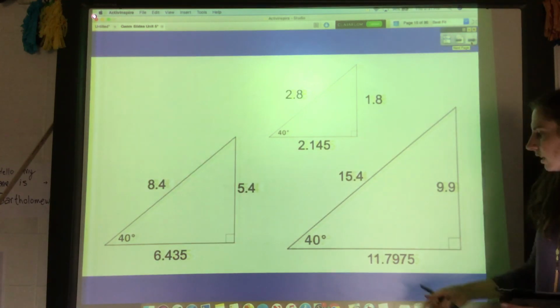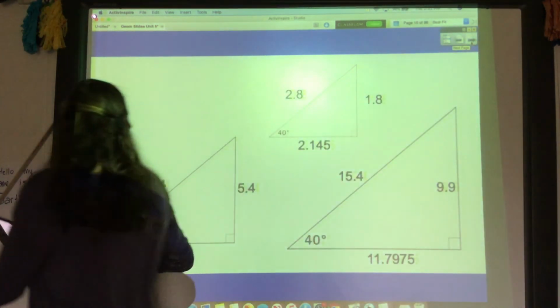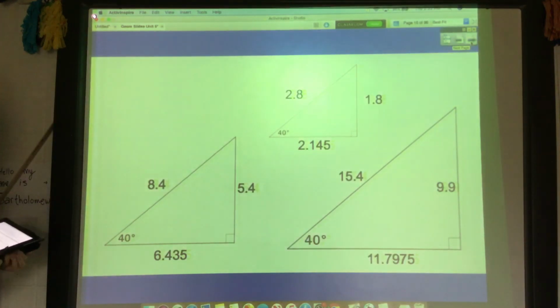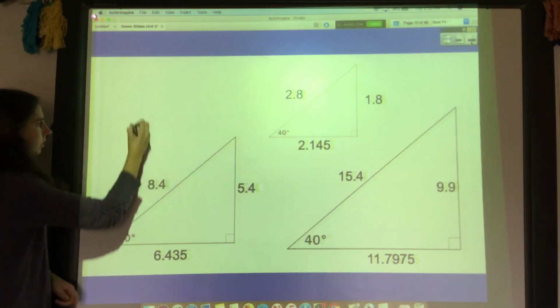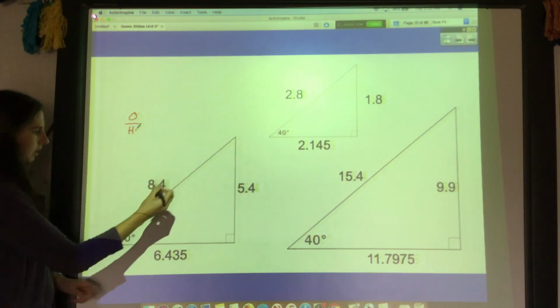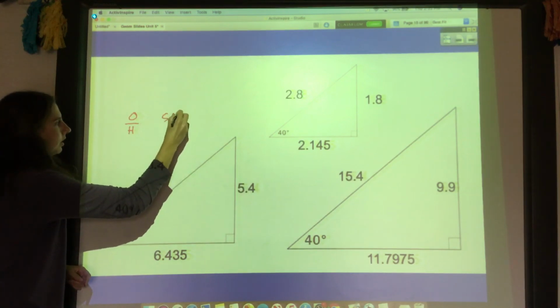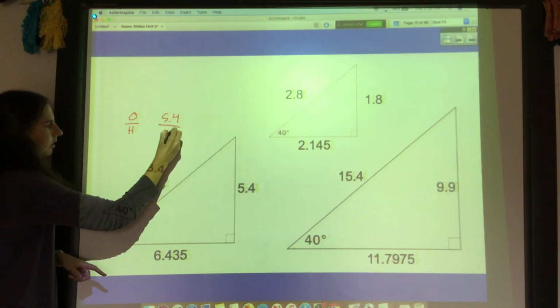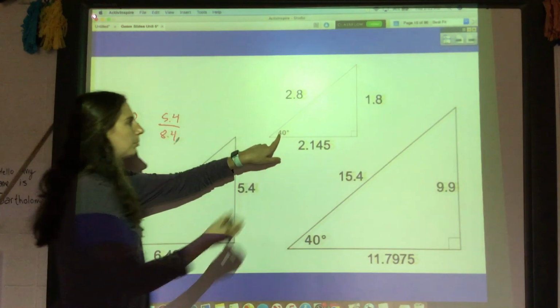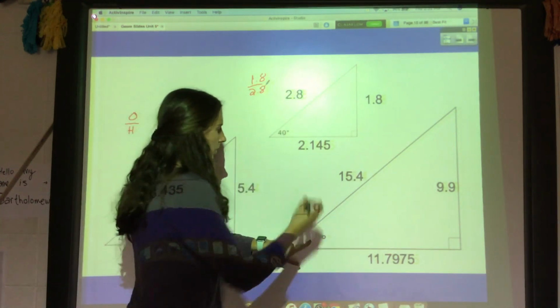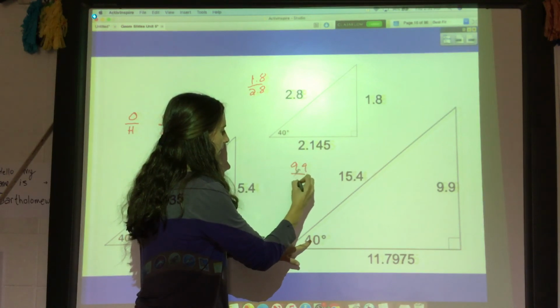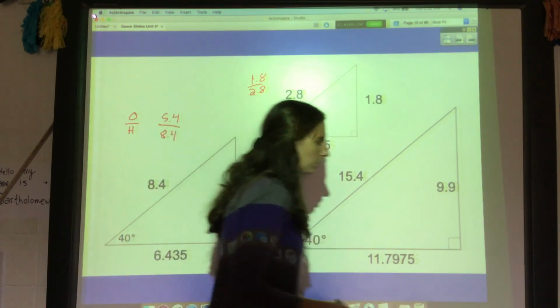So let's take a look at this 40-degree angle and compare, let's just pick the opposite over the hypotenuse. That would be 5.4 over 8.4. On this one it would be 1.8 over 2.8. On this one it would be 9.9 over 15.4. Are those all the same?